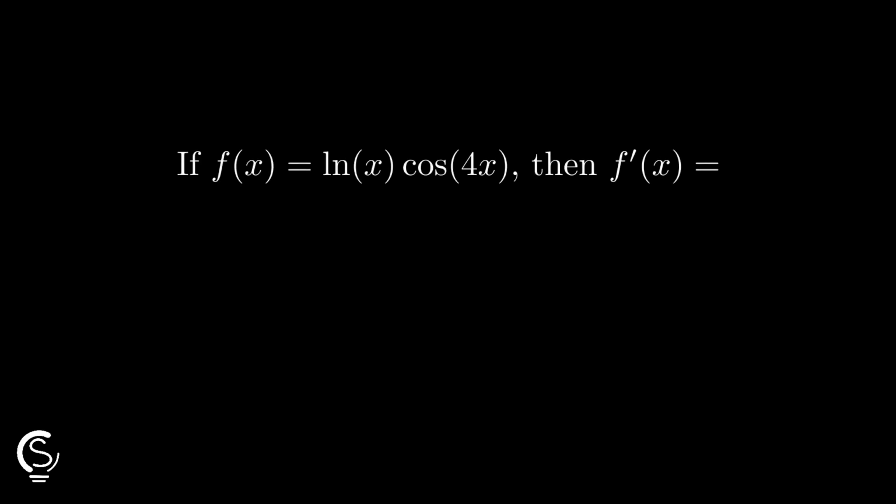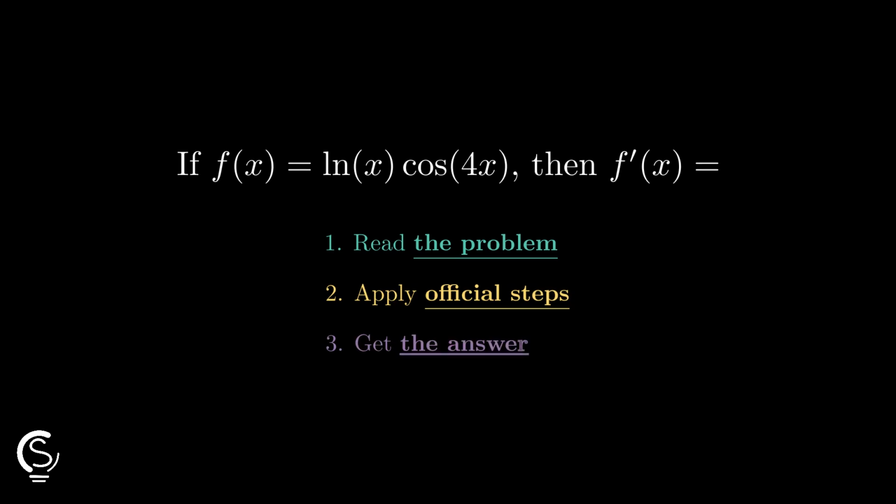Let's level up. Finding the derivative of natural log times cosine of 4x is actually super fast if you use the product rule correctly. Let's go.